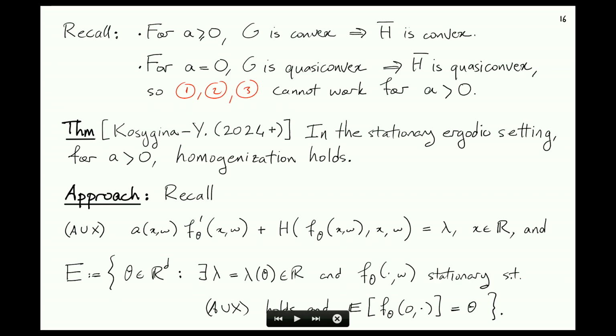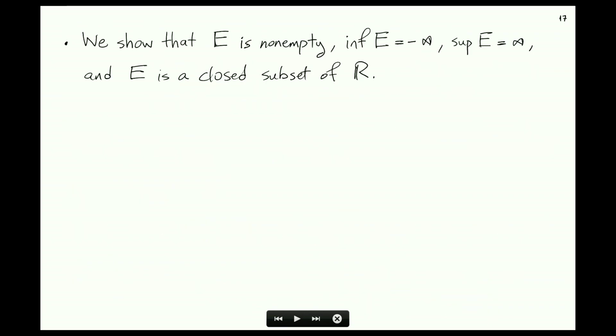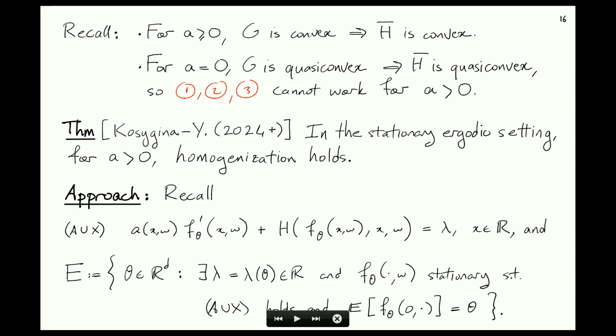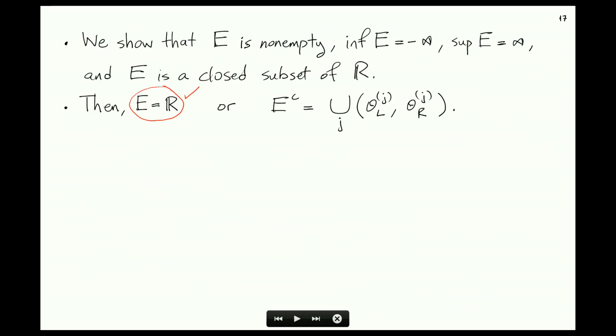Now, we're not going to find the set E. Instead, we will just show that E is non-empty, unbounded from below and from above, and is a closed subset of R. That's it. We're not going to know or say anything else about E. Okay? But it's important that E is the set of all good theta, right? So every good theta is in E. Okay? So that's important. So first, if E is R, I'm done.